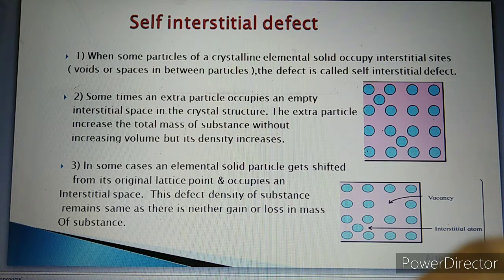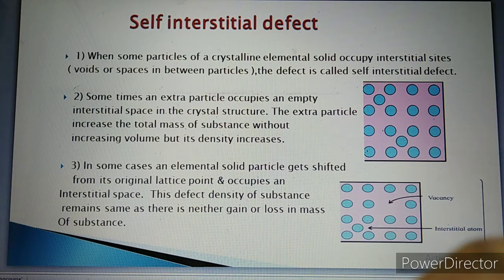Interstitial sites in a crystal are the spaces or voids in between the particles of crystalline lattice points. So, in a given crystal, if some sites or spaces are void in between, then those void spaces or empty spaces are called the interstitial sites. This defect is produced when some of the particles of a crystalline elemental solid occupy the interstitial sites in a given crystal. So, if any constituent particle occupies the interstitial site or void space, then the defect is called the interstitial defect. In that, the first one is the self-interstitial defect.